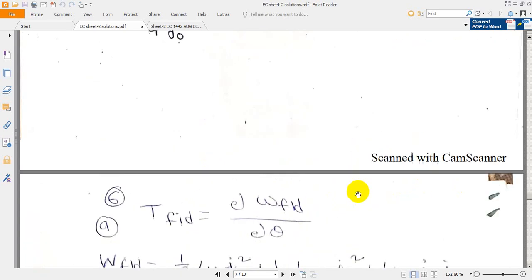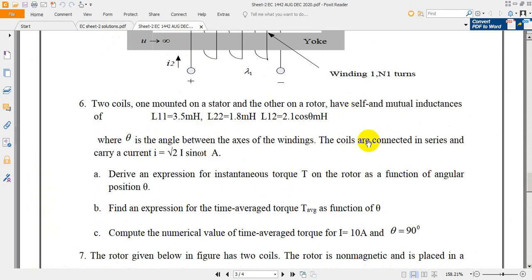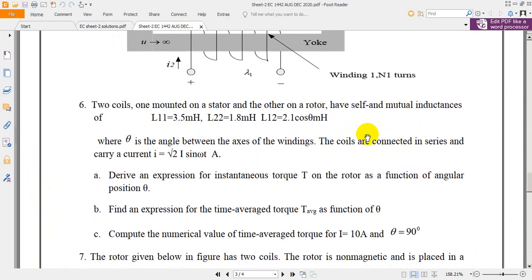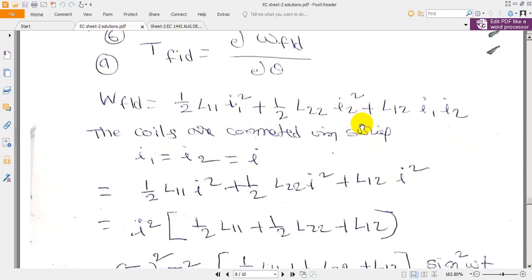Now the coils are connected in series, as specified in the problem. When the coils are connected in series, the current flowing in coil 1 and coil 2 will be the same, so I1 is equal to I2. Simply, in place of I1 and I2 we will consider I. So we get I square common, half L11 plus half L22 plus L12.